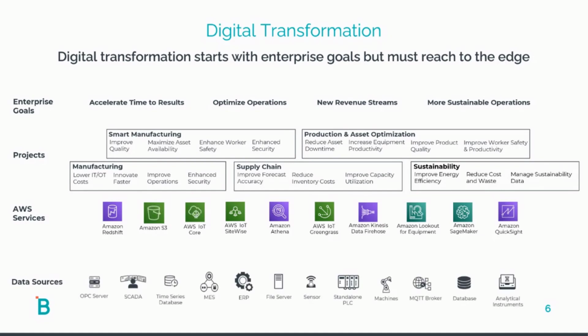And of course, in a typical industrial company, manufacturing or other industrial companies, you have a lot of data sources that are still in general on premise. They're running at the edge. So systems like an OPC server or a SCADA system or a historian, a time series database, your MES, your ERP. You've also got sensors and PLCs and machinery on the factory floor that have massive amounts of information that could be really powerful in delivering on these projects. And databases all over trying to manage and maintain and log information that's happening.